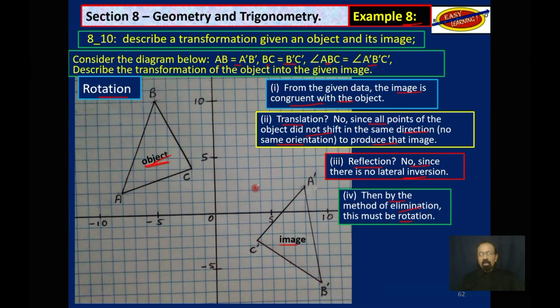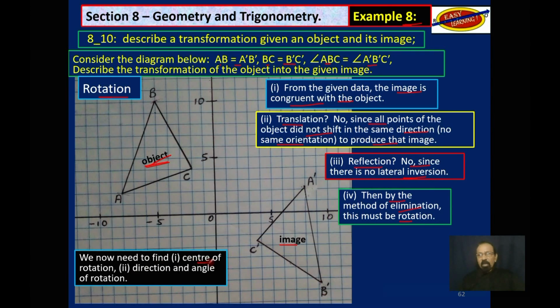Now that we have settled that, we still have 3 things to do. We need to find the center of rotation and the direction and angle of rotation. Center of rotation is not difficult to find.